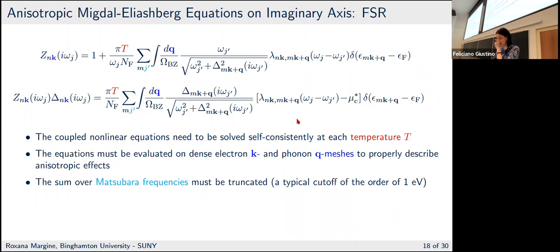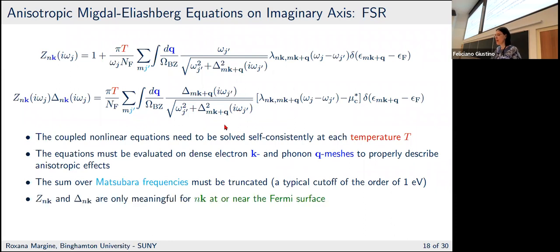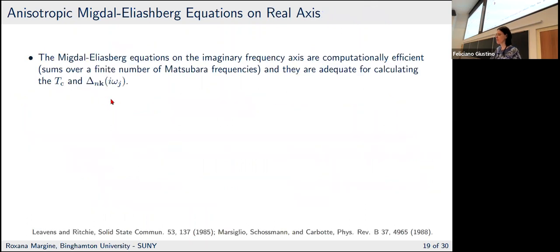Typically, you need to use a cutoff of the order of 1 electron volt, or at least, let's say, 5 times your largest phonon frequency in the system. And if the equations are solved within this approximation, you need to remember that Z and delta are only meaningful for the states near the Fermi surface. So it will be a Fermi window, and these quantities will only be relevant within that Fermi window.